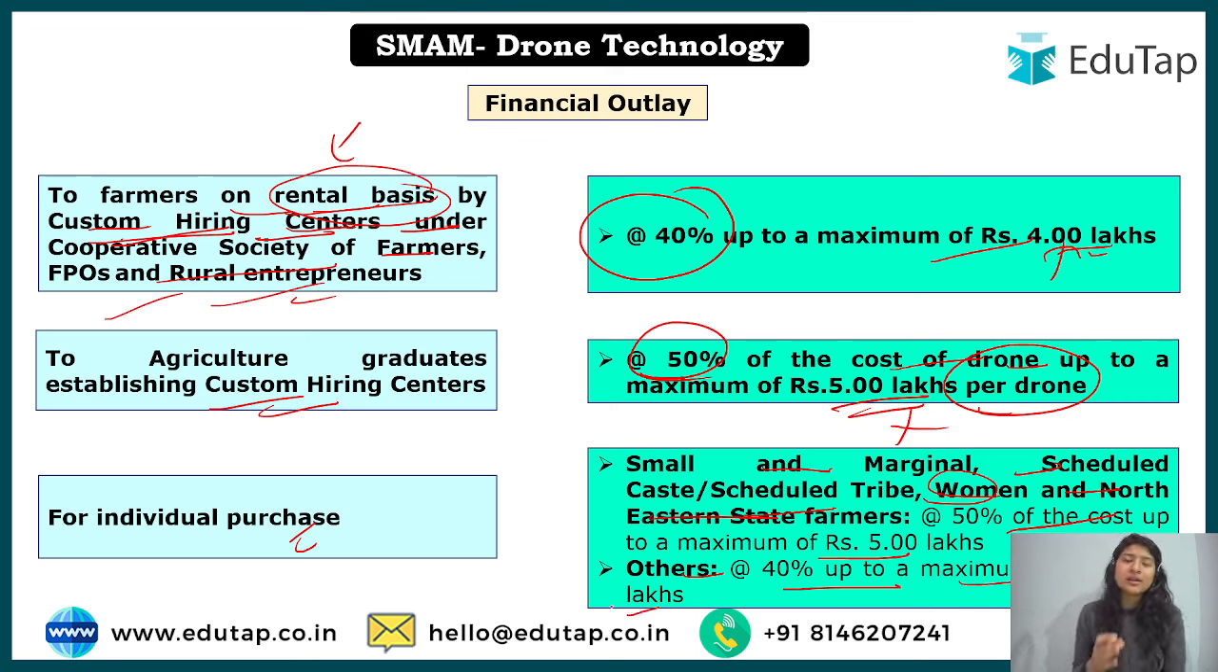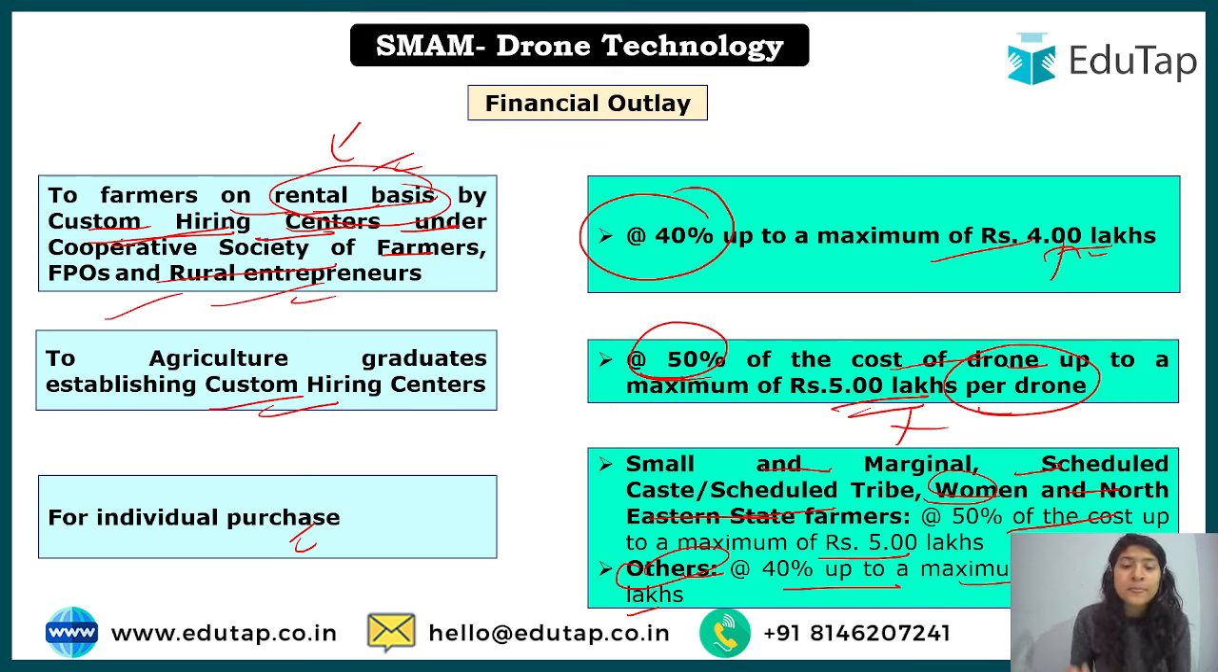Now it is too much data. Let's understand it in a better way so that you can remember it right now. For individual farmers, we have looked at two categories. One is rental basis, one is others, meaning normal farmers, and then there's a special category, right? So for others and rental basis, as you can see, the data is the same. That is 40% will be borne by the government of a particular drone, and that is also up to 4 lakh rupees. So you can imagine a farmer, even if he goes for rental basis, even if he buys, he gets a subsidy of 40%, financial assistance of 40%, up to a maximum of 4 lakh rupees.